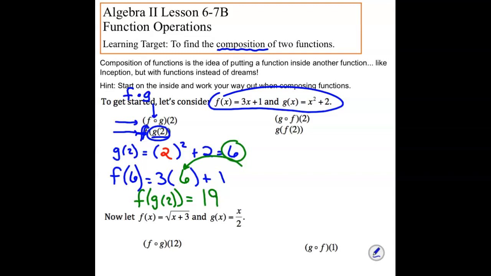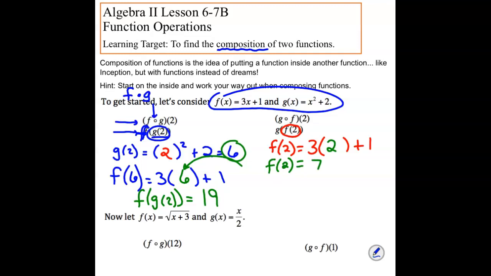Okay, notice on the second one here that we're doing the reverse, g of f of 2. So this time we want to find f of 2 first. So we're starting with function f, which was 3 times our x value plus 1, and we are substituting in a 2. So we end up with 6 plus 1, which would be 7. So f of 2 equals 7.